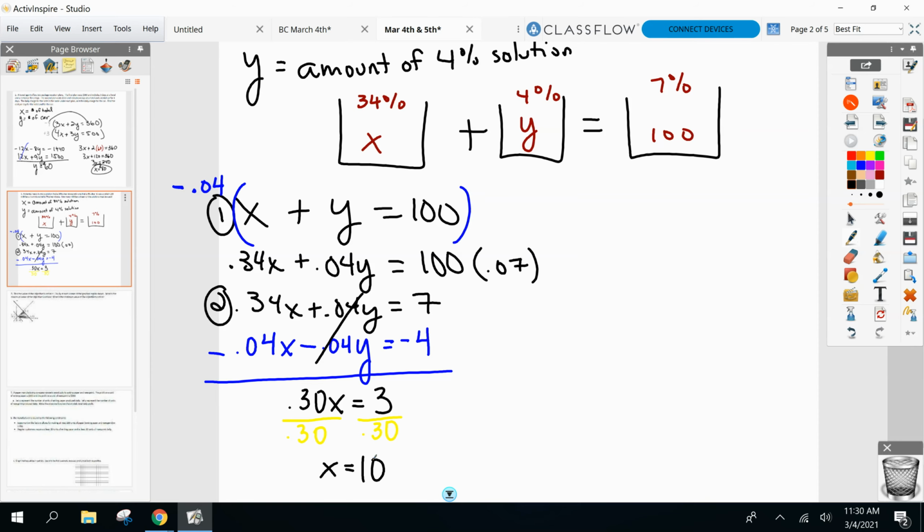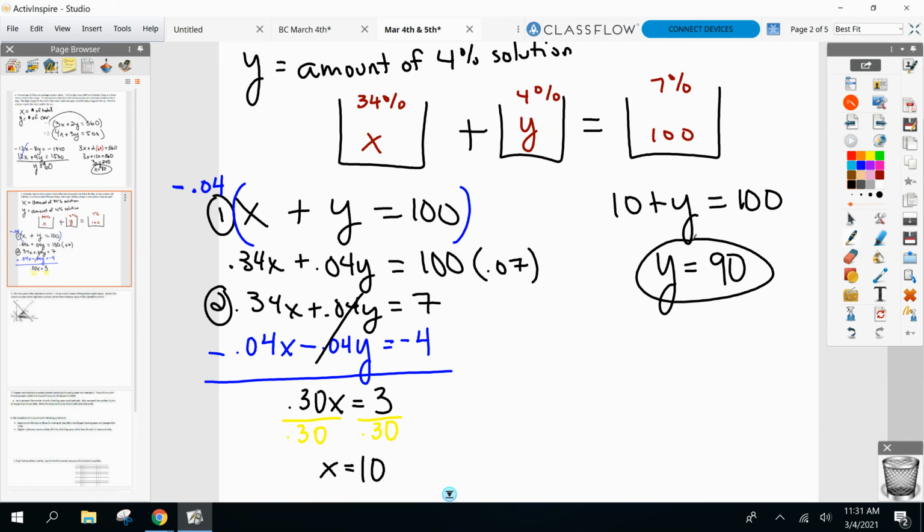x is 10 for one of them. Go back, plug it back in now. Take x, plug it back in. I'm assuming you want to plug it back into x plus y equals 100. Good idea, instead of the one with decimals. So you get y equal to 90. So 90 milliliters of the 4% and 10 milliliters of the 34% we ended up with.